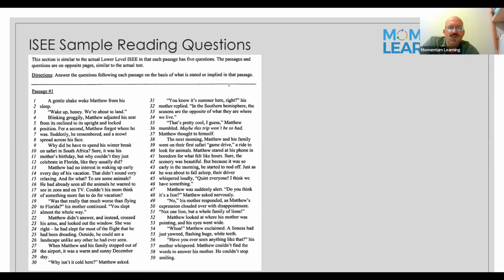Okay, so the driver does whisper loudly, quiet everyone. I think we have something. Okay, but Matthew immediately talks after the driver says to be quiet. So is Matthew concerned about what the driver wants? And the answer is probably not really. Because if he was concerned about what the driver wanted, he wouldn't be talking immediately after the driver says, quiet, everyone.